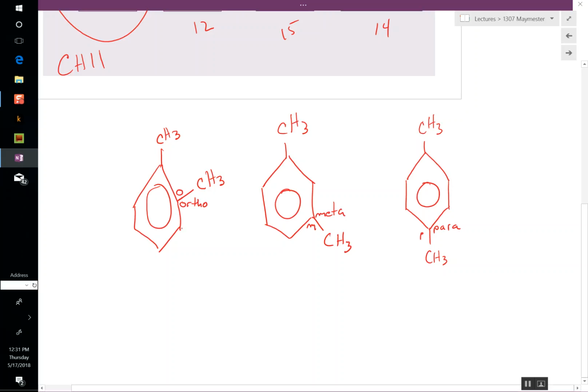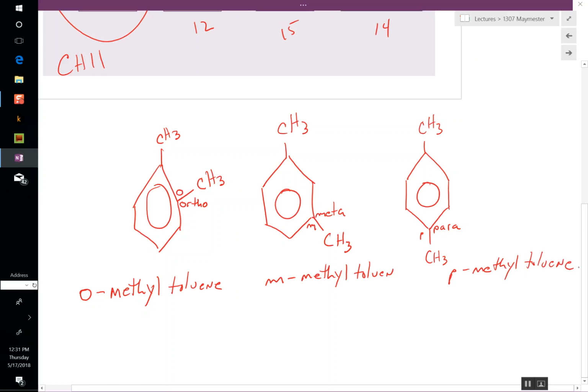So, yeah, with 2 methyls on there, we actually call it xylene, but I guess this could be called ortho methyl toluene, meta methyl toluene, and para methyl toluene.